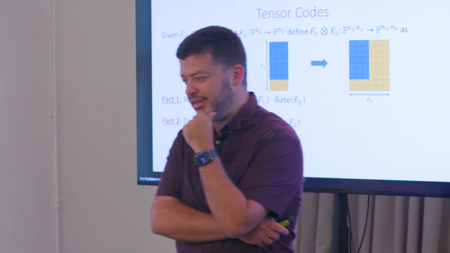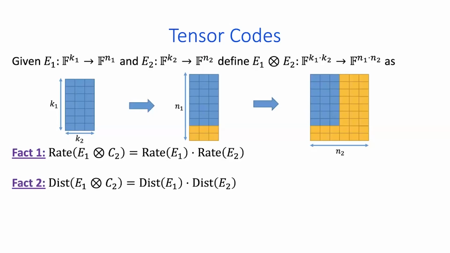The second property is what happens to the distance. Not a hard exercise to see that the same behavior also happens to the minimal distance. So if we had, and these are all relative distances, this distance for the first code, this distance for the second code, the new distance will be the product of the two distances.